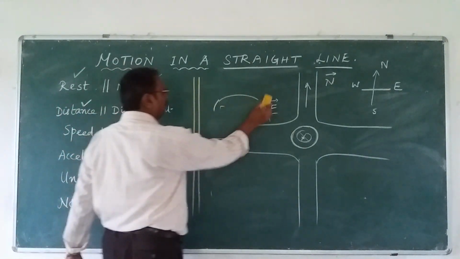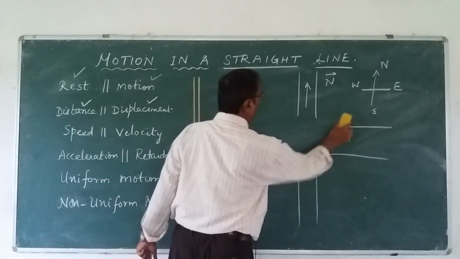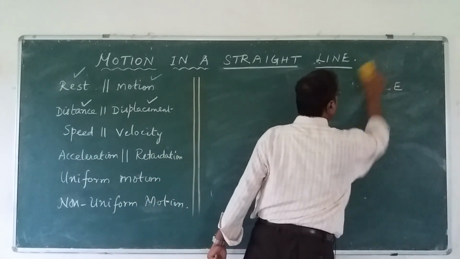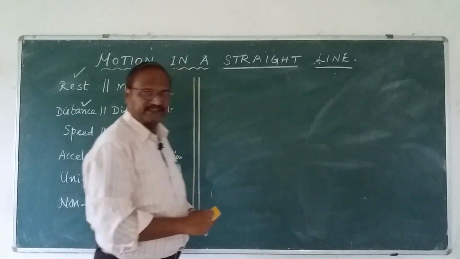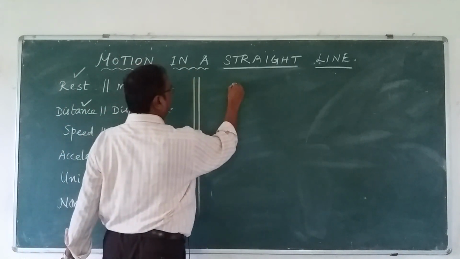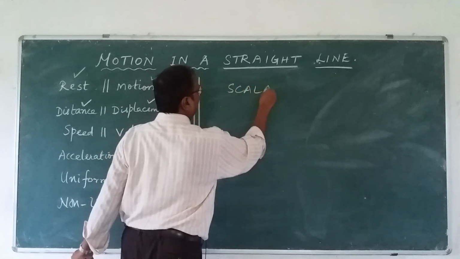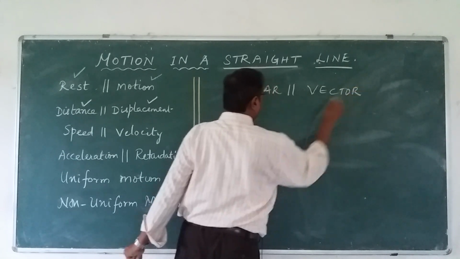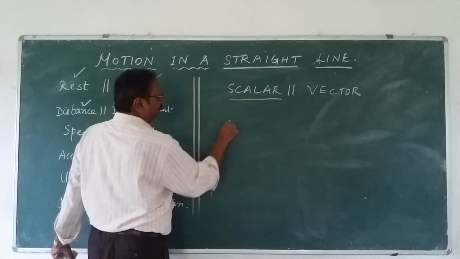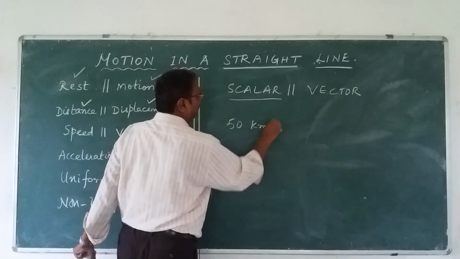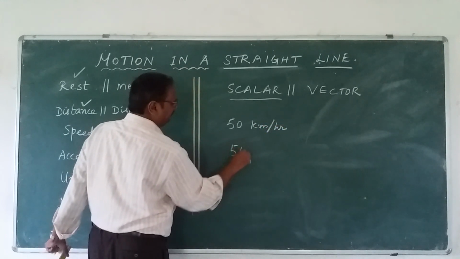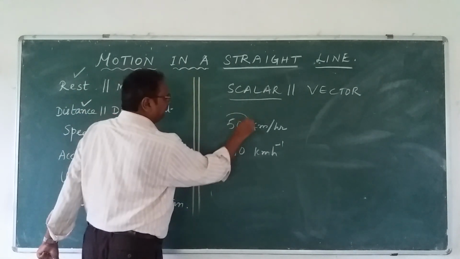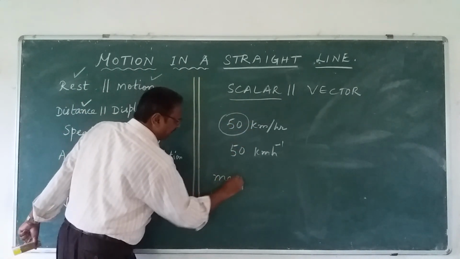Many times we need to represent the direction of physical quantities, right? And those physical quantities are called vector quantities. We have two types of quantities. One is scalar quantity and another is vector quantity. In the case of scalar quantity, like speed, let us say 50 kilometer per hour, the 50 is the number which we call as magnitude.